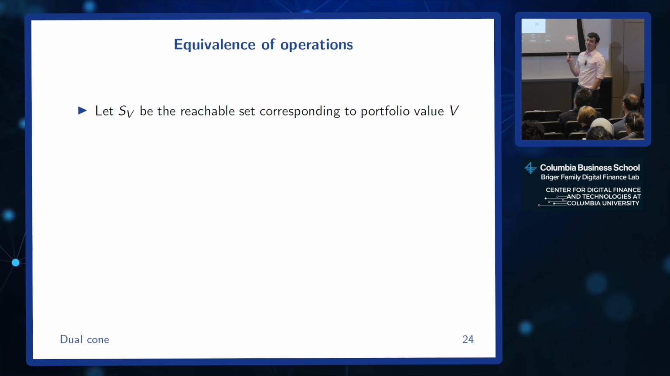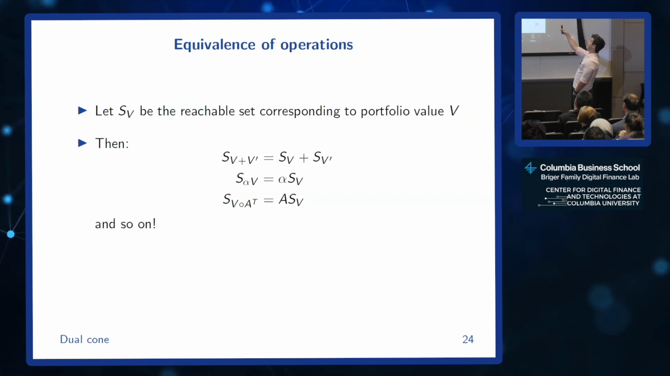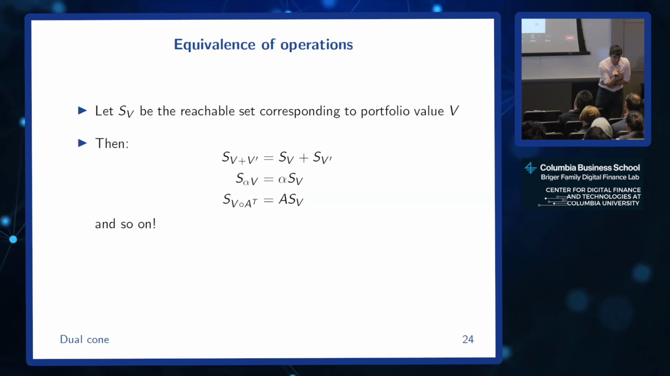Okay, and here's the deal. S of the sum of portfolio value functions is, of course, equal to the sum of the reachable sets. Another thing is that the scaling of a portfolio value function and the set corresponding to that is actually equal to the scaling of the set. And affine, or sorry, in this case, linear precomposition, of course, equals the linear map with the transpose composed with the set. This is weird. So parse these symbols extremely carefully.